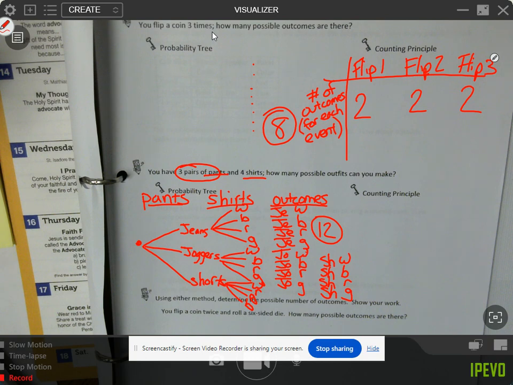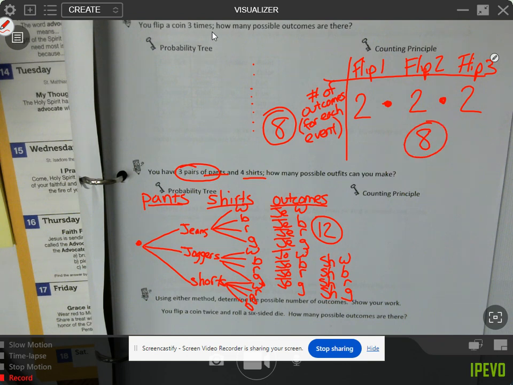Now, somebody was thinking ahead and saying, well, if we multiply that 2 times 3, that's not quite right. We have to look at our events and how many possible outcomes there are for each event. And then we multiply. We multiply all those outcomes together. What's 2 times 2? 4. What's 4 times 2? 8.